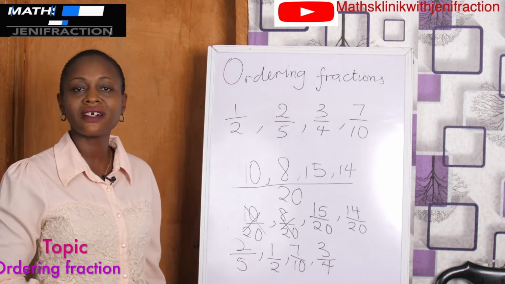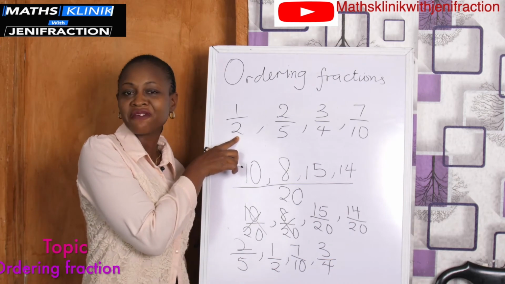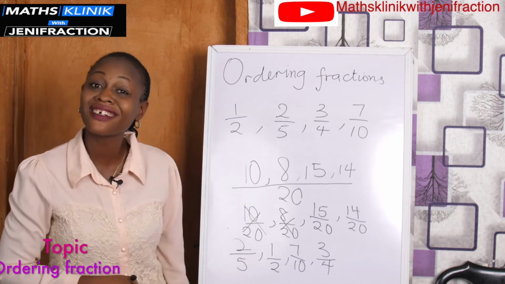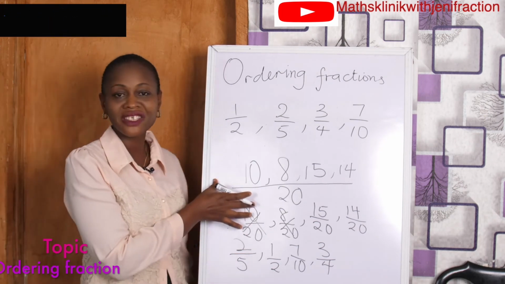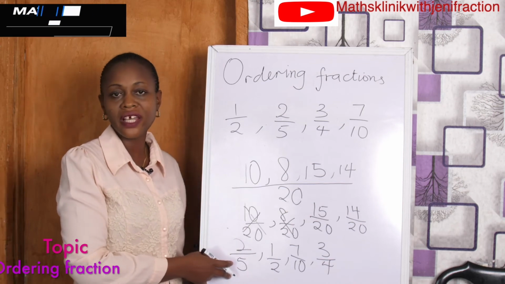Can you see what I said the other time? If I had taken 1 over 2 as my smallest fraction because it has the smallest number, can you see that I'd be wrong? From our calculation here, we can see that 2 over 5 is the smallest fraction.